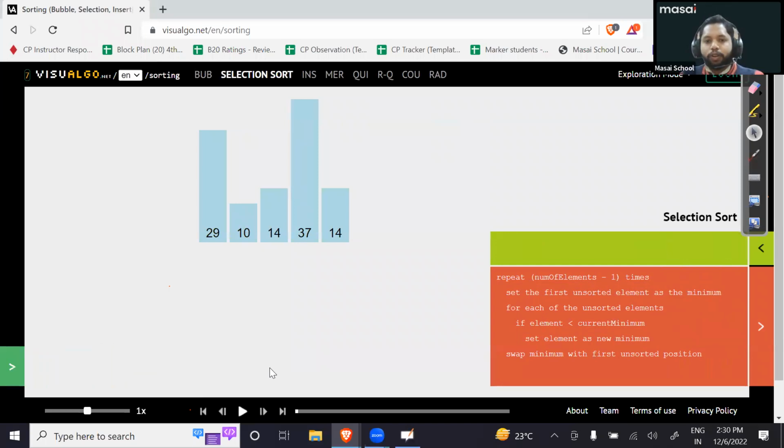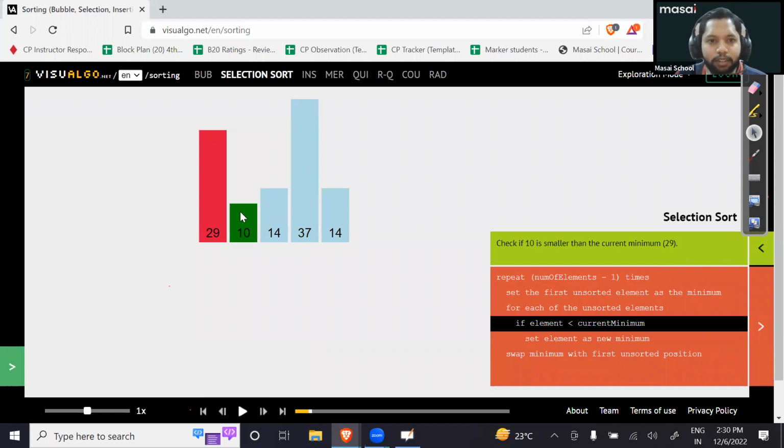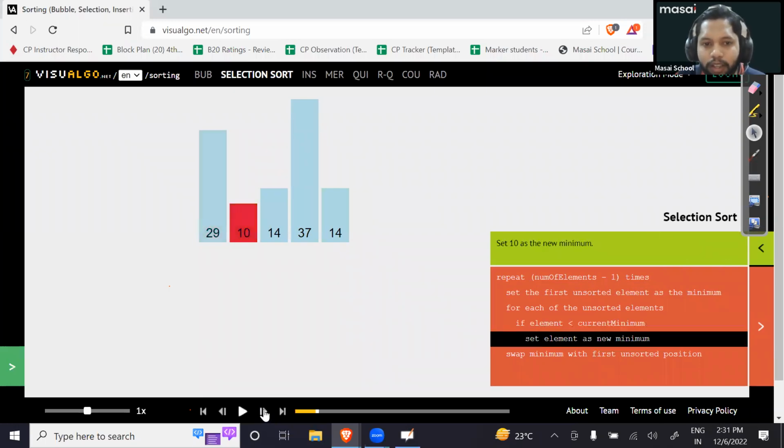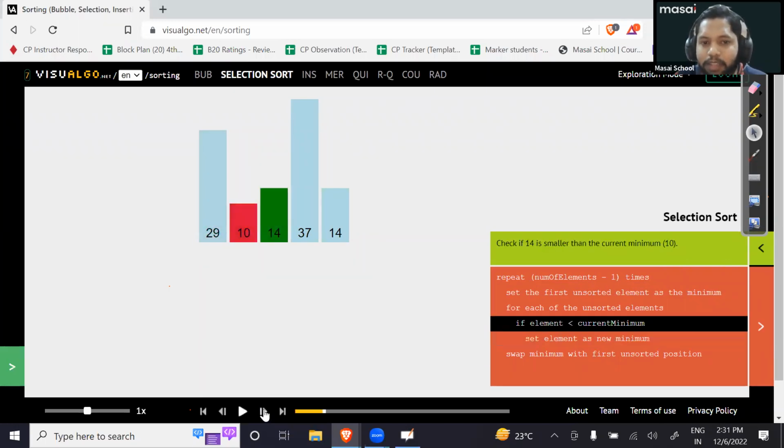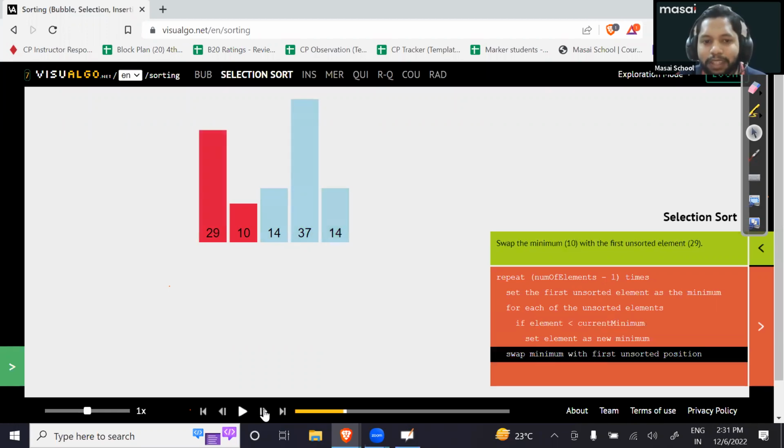So what we do in selection sort is simply find the minimum and then sort it. Is 29 less than 10? No, so I will simply move forward. Now is 10 less than 14? Yes, so I will take 10. Is 37 less than 10? No, I will go forward. Is 14 less than 10? No. So now my minimum is 10 only.